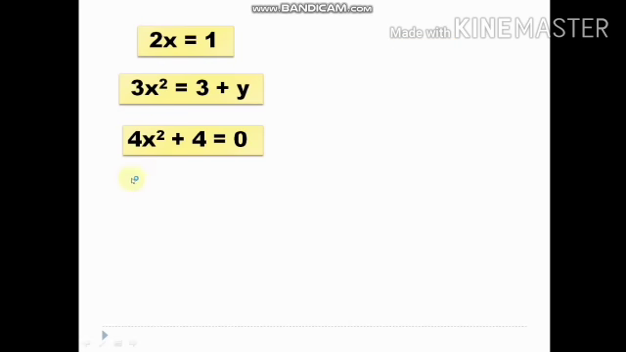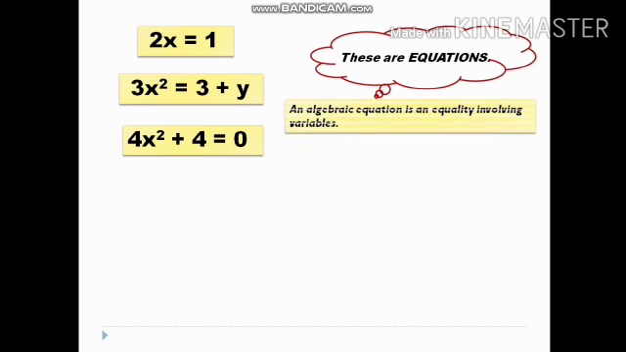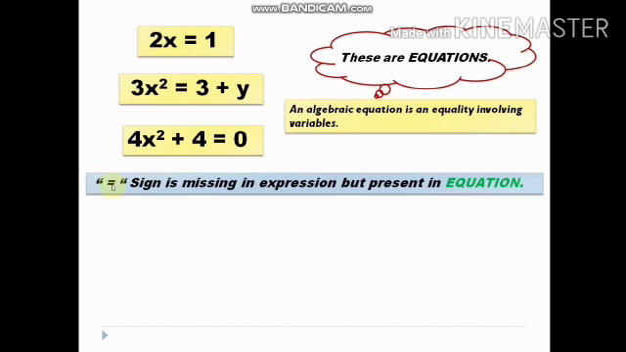Look at these expressions student: 2x equal 1, 3x square equal 3 plus y, 4x square plus 4 equal 0. What are these? These are equations. An algebraic equation is an equality involving variables. As you can see here student, there is an equal sign in all these examples, left hand side equals right hand side. It means the equal sign is missing in an expression but present in an equation.